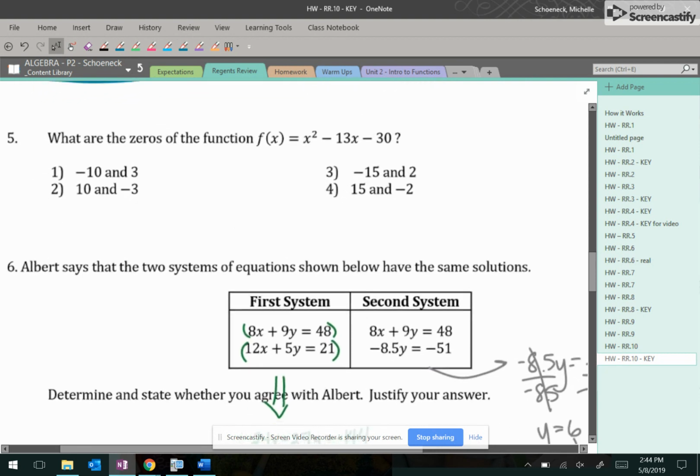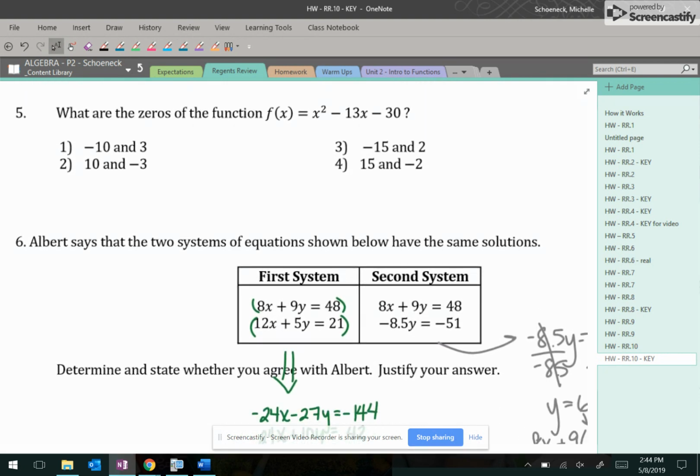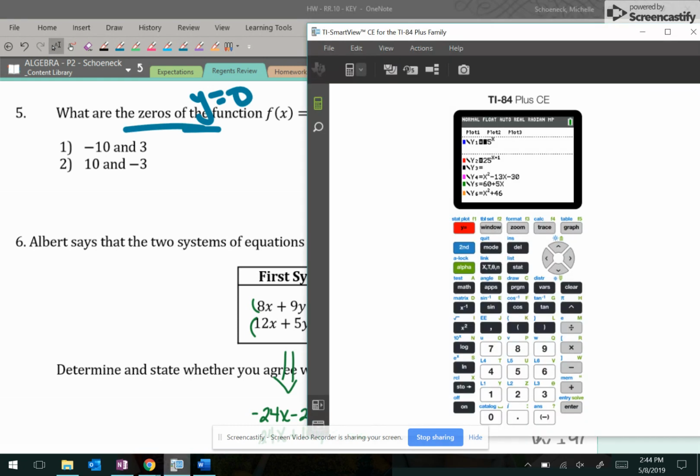Number 5, what are the zeros of the function x squared minus 13x minus 30? Well, remember, that's when y equals 0. Zeros, okay, that's when it crosses the x-axis. All right, and I'm going to take a look at this table. I already have these all typed in, so I'm just going to turn on Y4, and I'm going to look at the table and find where my zeros are.